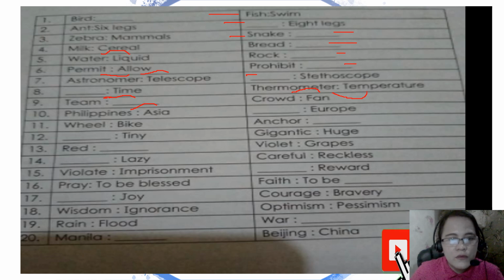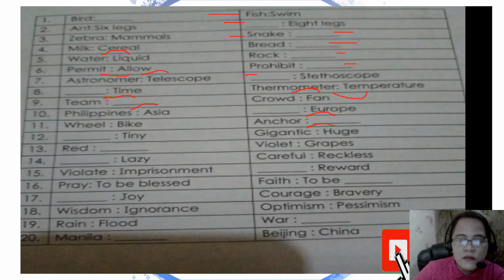Next, wheel is to bike. May gulong daw ang bisikleta. Anchor. Ang anchor naman ay saan ba ito makikita? Blank is to tiny. Gigantic is to huge. Gigantic and huge has the same meaning. It means napakalaking bagay. Isang bagay na talagang malaki. Giant. So, ano kaya ang katumbas na salita din sa tiny? Okay, this is what we call, again, synonym.